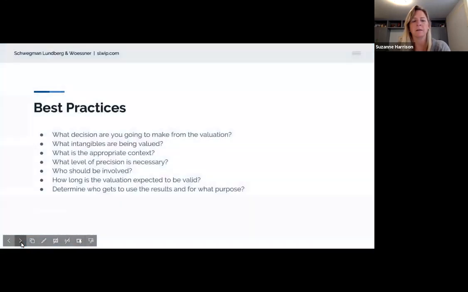Sure. So again, running the numbers is actually the easiest part once you have all the assumptions. Let's talk about what some of these best practices are. What decision are you going to make from the valuation? Getting a handle on that begins to tell you what kind of valuation you're going to need.